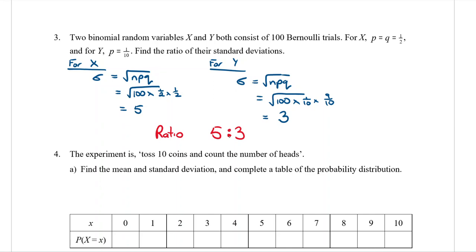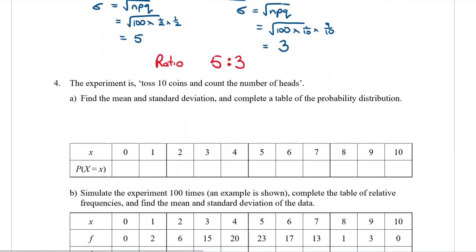Okay, question 4. I think this is a big one. A few calculations in here. The experiment is to toss 10 coins and count the number of heads. Find the mean and standard deviation and complete the table of probability distribution. So there's a little gap there so that we can work out the mean and the standard deviation first.